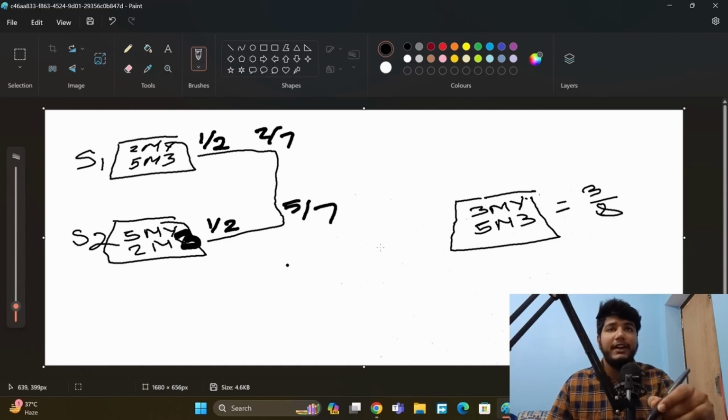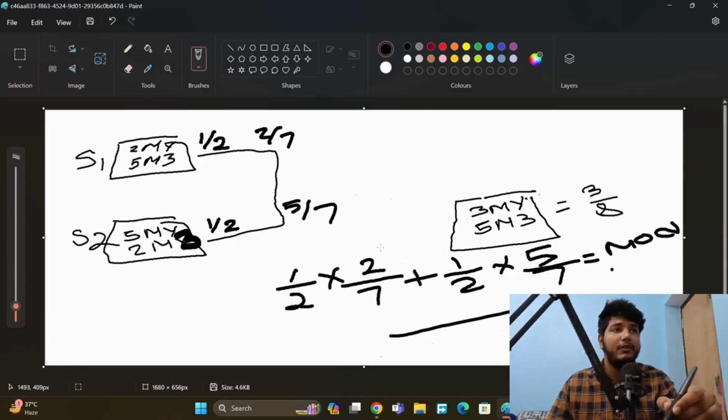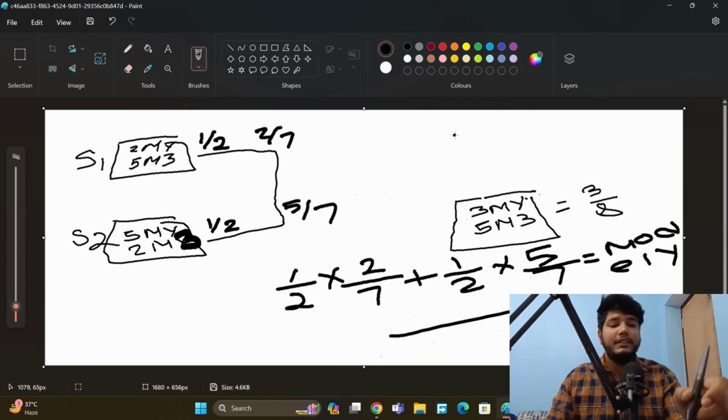Now we can easily find the probability of buying a Model Y from these showrooms. That will be 1 by 2 multiplied by 2 by 7, plus 1 by 2 multiplied by 5 by 7. You can easily calculate this value and you will get the probability of Model Y. This math which you have seen today is not Bayes theorem, but it will help you understand Bayes theorem. So now we will look at Bayes theorem.